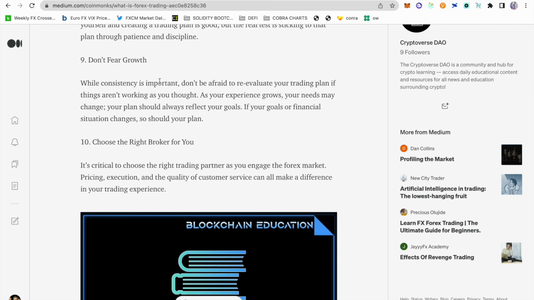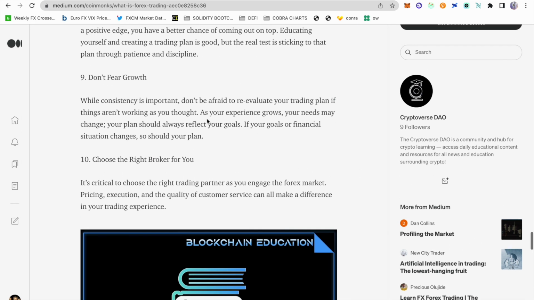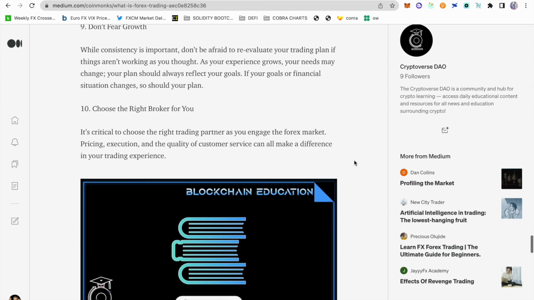Don't fear growth. While consistency is important, don't be afraid to reevaluate your trading plan if things aren't working as you thought. As your experience grows, your needs may change. Your plans should always reflect your goals. If your goals or financial situations change, so should your plans. So always update your plans. Always have a risk management roadmap with all your growth. So don't fear growth.